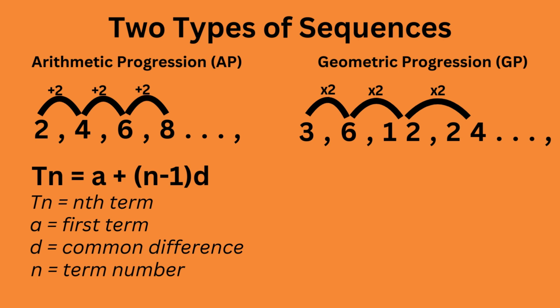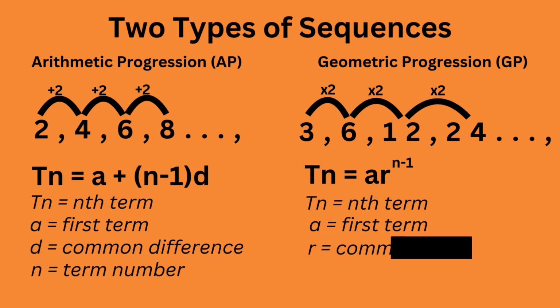The formula for the Tn of a geometric sequence is Tn = a times r raised to the power of (n - 1), where Tn is the nth term, a is the first term, r is the common ratio, and n is the term number.